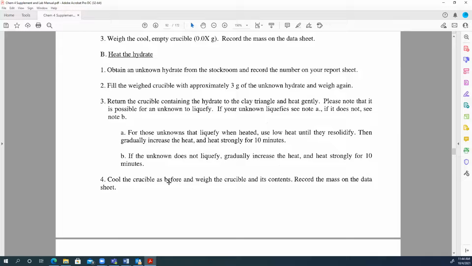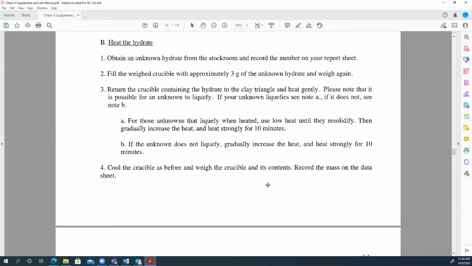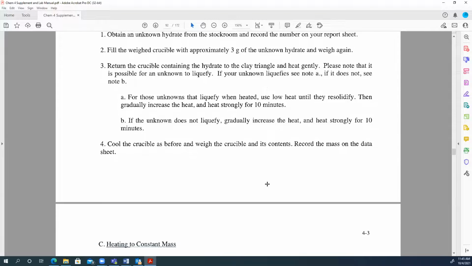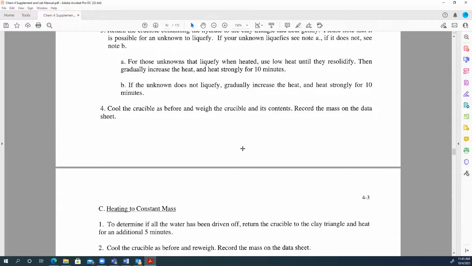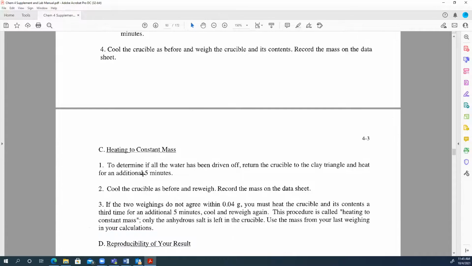Cool the crucible. We don't want to weigh a hot crucible, for sure. So we cool it on a ceramic plate and then weigh the crucible and its contents once it's cooled down. Record the mass on the data sheet. Recording the mass in your notebook would be best. Okay, heating to constant mass.